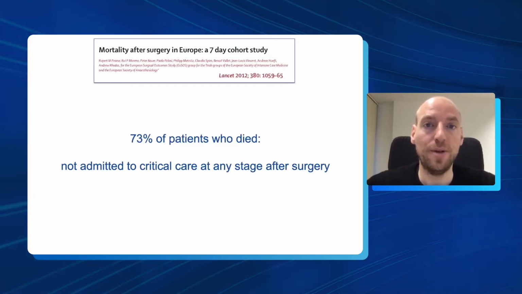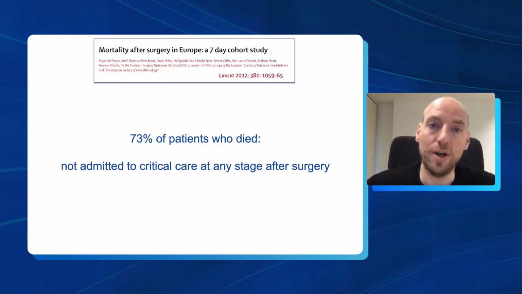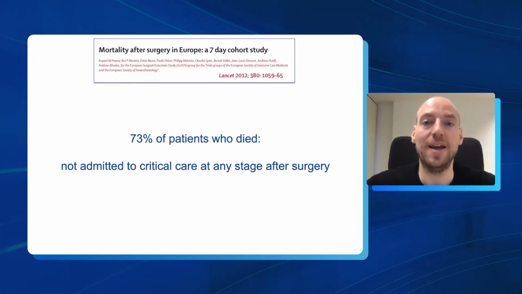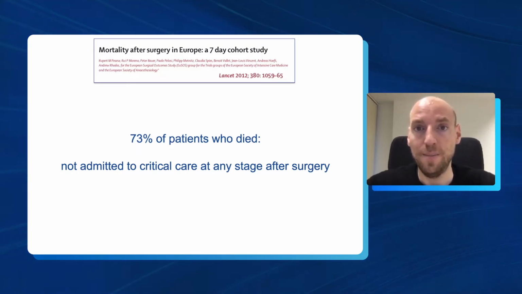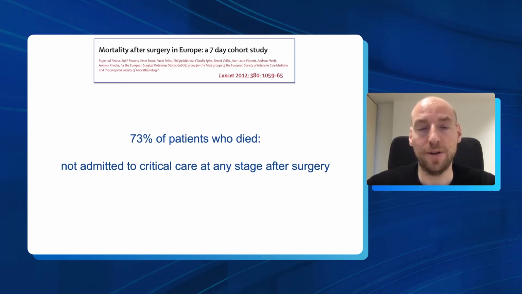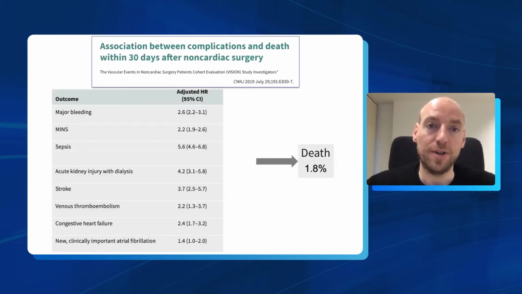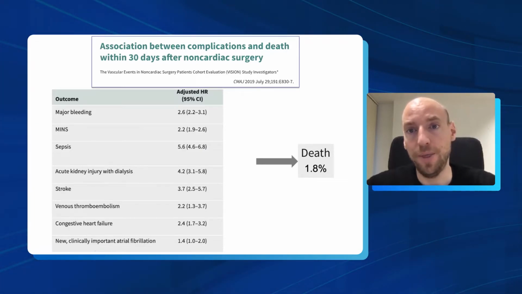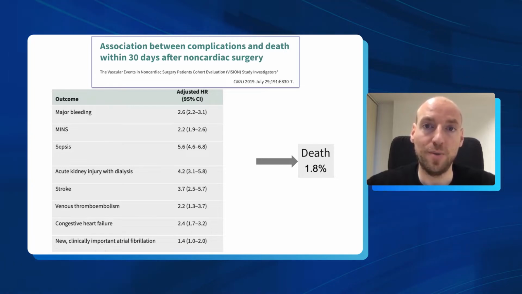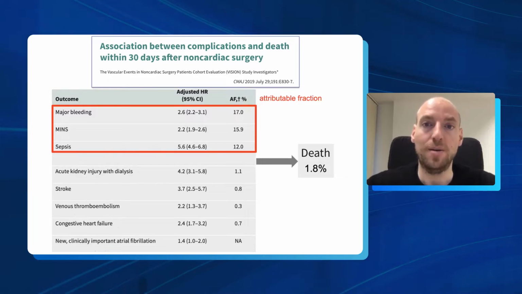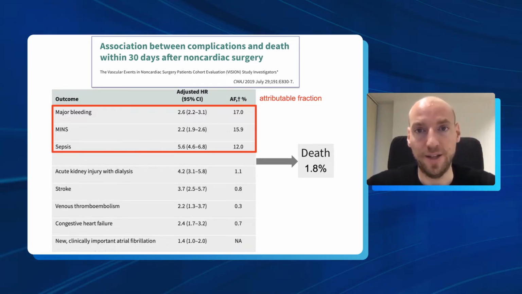The study showed that more than 70% of patients who died after surgery were not admitted to an intensive care unit at any stage after surgery, meaning that most of the patients who die after surgery die on normal wards. Why do patients die after surgery? There is an association between major postoperative complications and postoperative death, and the 3 complications with the highest attributable fraction are major bleeding, myocardial injury, and sepsis.